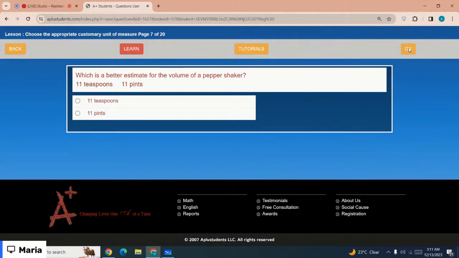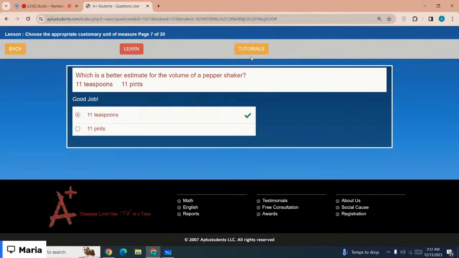Which is a better estimate for the volume of a paper shaker, 11 teaspoons or 11 pints? Which is the correct option? The correct option is 11 teaspoons, it is right because pints is too much for a paper shaker, right?